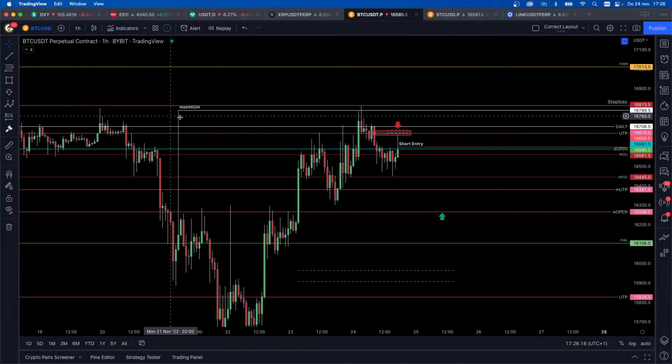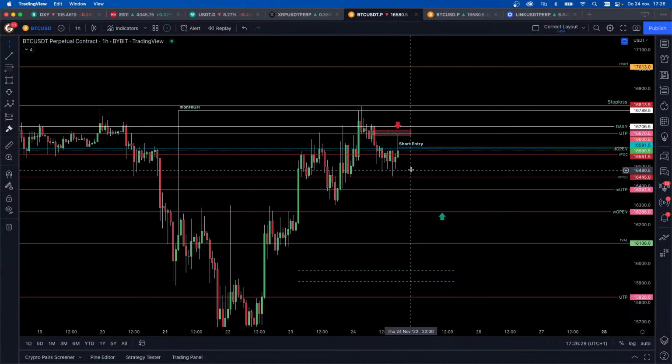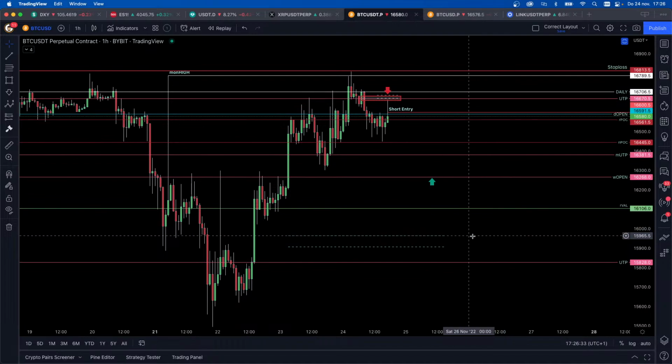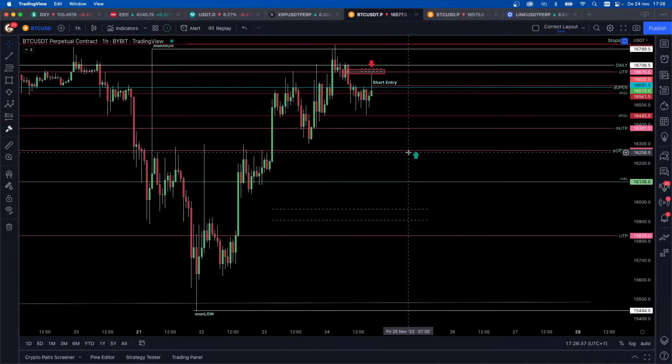So we basically have an SFP from Monday high, take out Monday high, back into golden pocket, into UTP, could reject daily open, then I'm still looking at lower. That would be the best possible outcome, so I can take some longs in here.